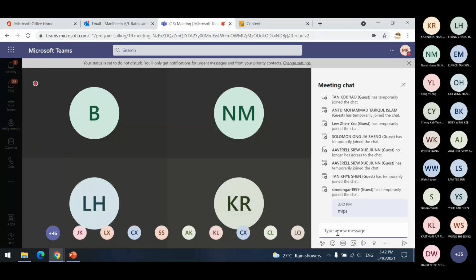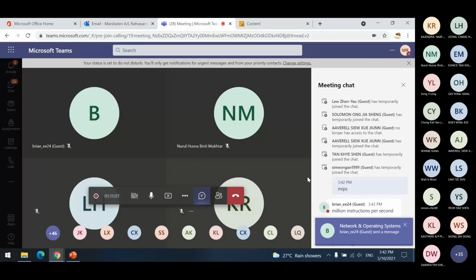Anyone? Type what you understand by MIPS. Million instruction per second. Okay, right? Brian, you're right. So what do you understand by million instruction per second? That's my question actually. What does it mean?